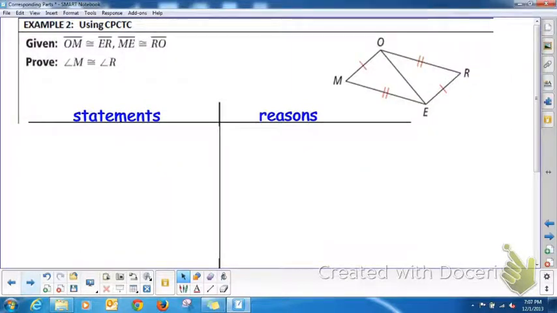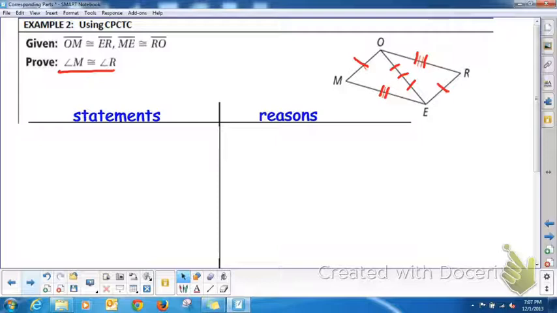Let's try another one. We're going to use corresponding parts of congruent triangles are congruent in order to prove that angle M is congruent to angle R. Currently, we don't know that. What we know is that OM is congruent to ER. That's a side. ME is congruent to RO. That's another side. And they share this third side, and therefore by the reflexive property it's congruent to itself.